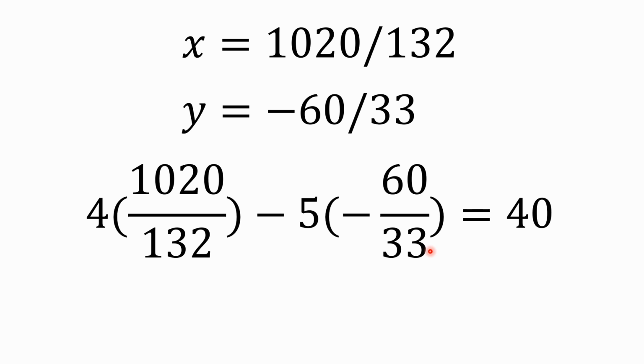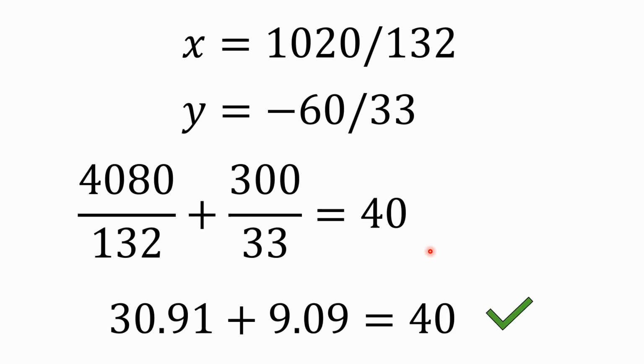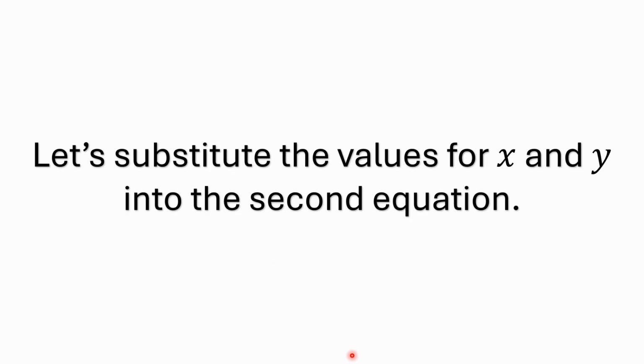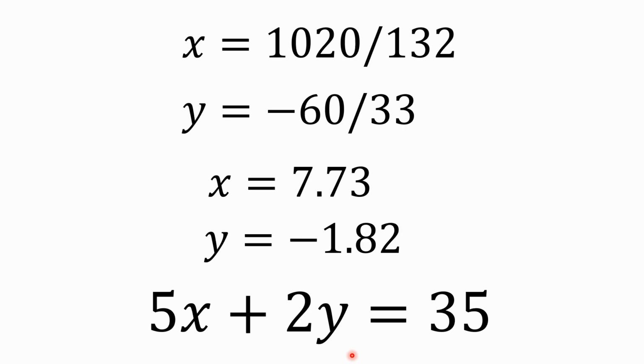Now in this case, I worked it out to the point where I just said, I'm going to divide 4080 by 132. That gives you approximately 30.91. 300 divided by 33 is approximately 9.09, and that works out to be 40. So you can substitute the values of x and y back into your second equation.